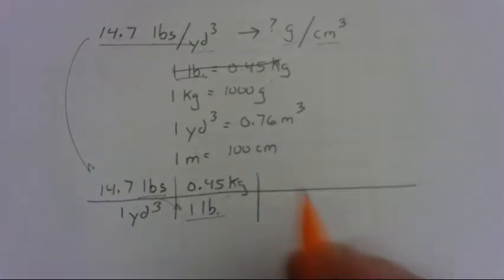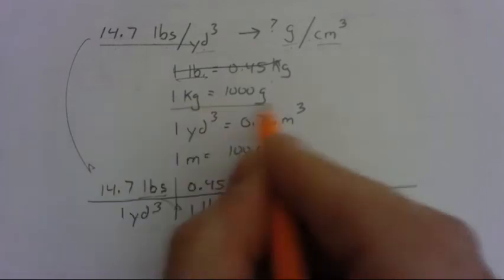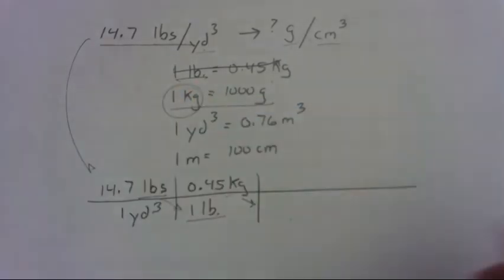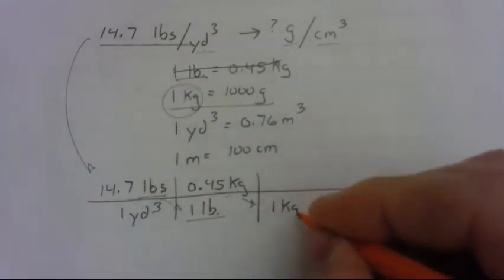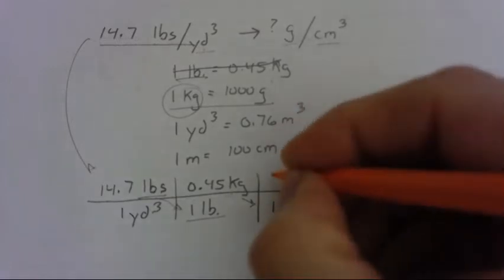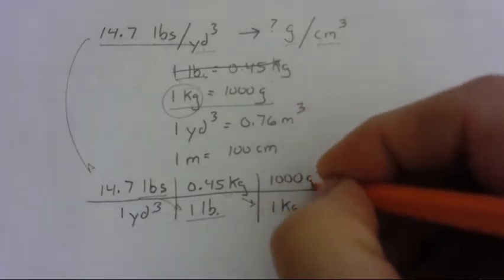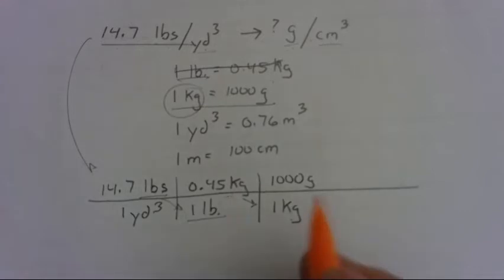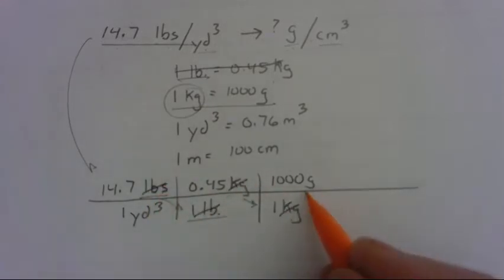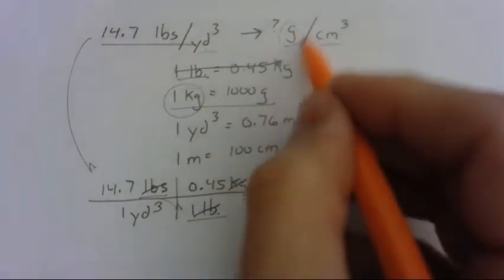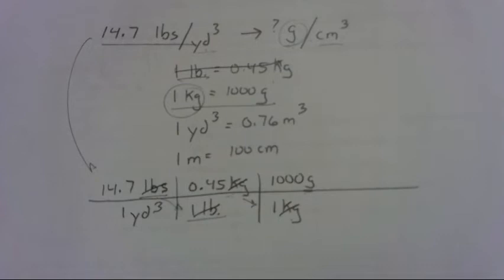So I have another equality. Kilograms here, I want kilograms here. I'm going to use this one right here. So I have 1 kilogram on the bottom to cancel out, and I have 1,000 grams on the top. Now, if you notice, pounds cancel, kilograms cancel, and I'm left with grams as a numerator. It's on top, which is where I want to be.